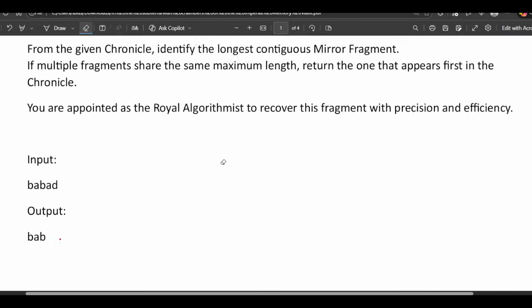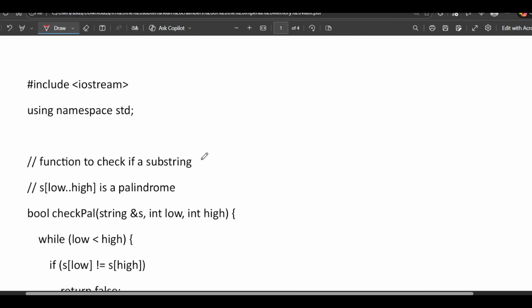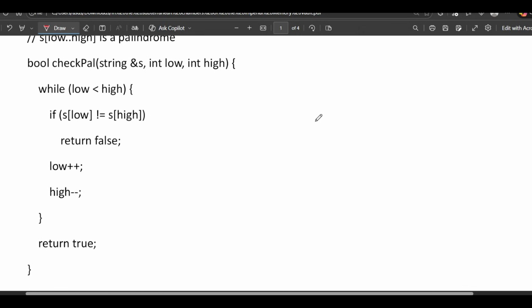Okay, let's discuss the solution for this one. First, I am discussing the solution for order of n^3, in which we will be generating all the combinations. So this is the code for checking the palindrome. I hope all you guys know how to check a palindrome.